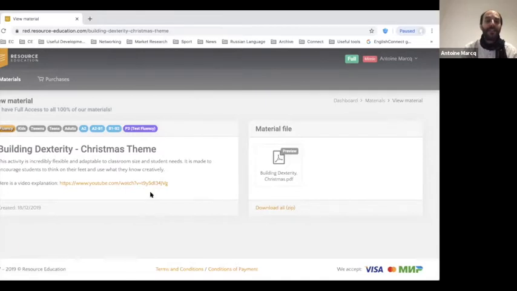Building dexterity. In the instructions, we've directly put a link to a YouTube video where Tom and I explain how to use building dexterity, because building dexterity is a collection of cards with themed vocabulary on them. But there are really loads and loads of different activities you can do. As simple as word associations. You start with students making three word associations per card, and then they move on to the next card.